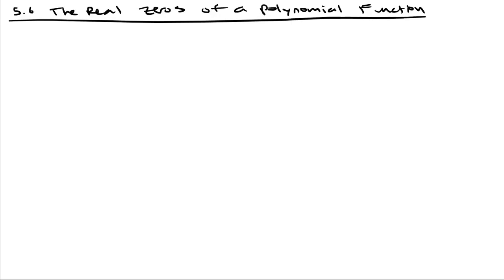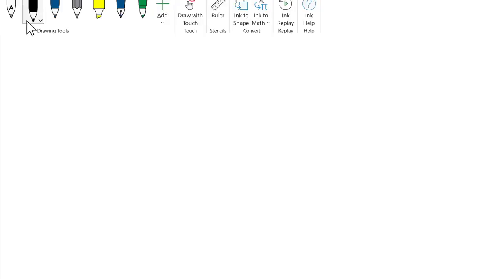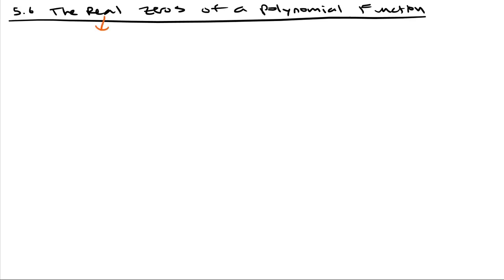Okay, so this next section is talking about the real zeros of a polynomial function. Again, let's dissect what the title is saying. Real, right? Real numbers. It's talking about real numbers. That means we're not dealing with complex or imaginary numbers, no i's.